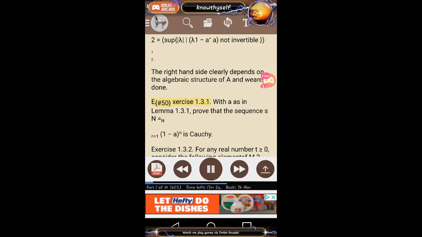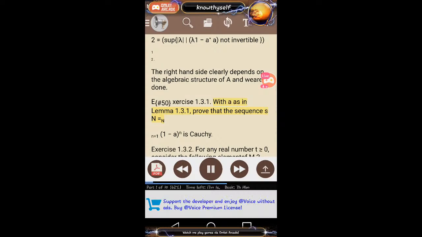Exercises. Exercise 1.3.1. With a as in Lemma 1.3.1, prove that the sequence s_n = Σ_{n=1}^N (1 − a)^n is Cauchy.